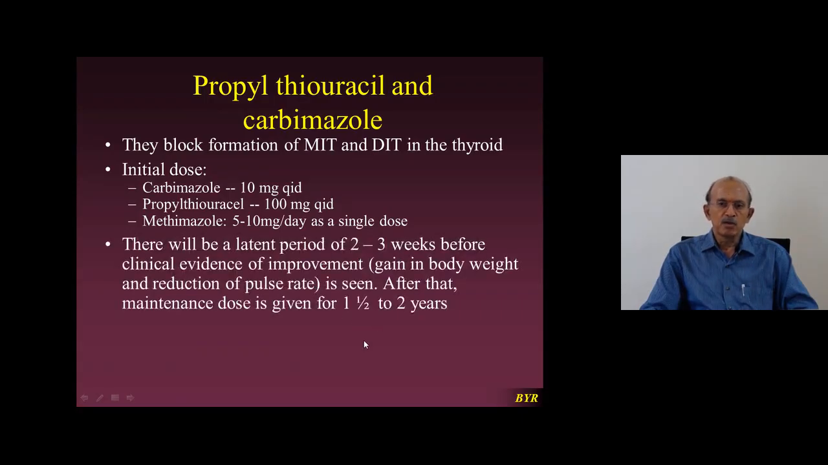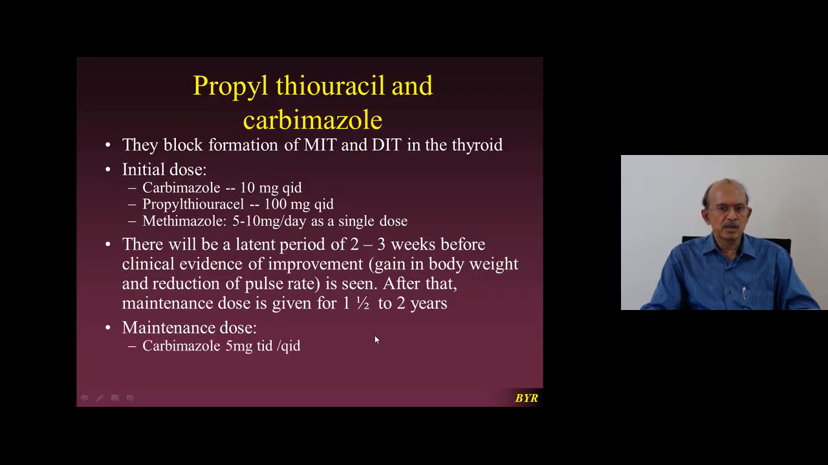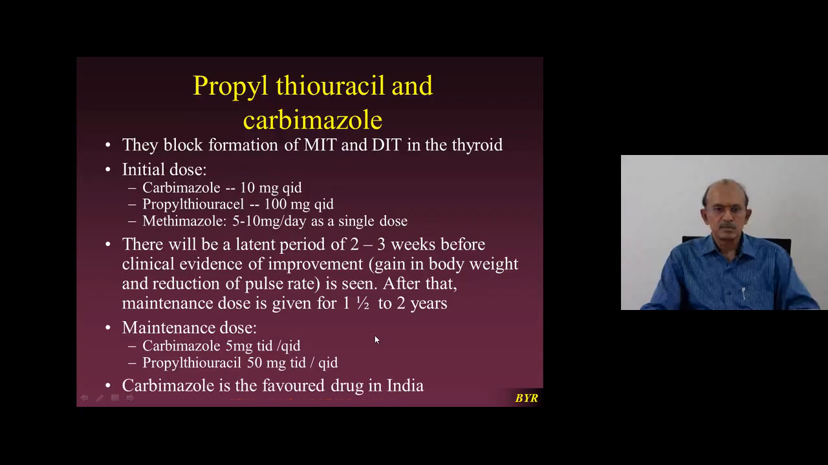There will be a latent period of 2 to 3 weeks before clinical evidence of improvement. What is the clinical evidence of improvement? Gain in the body weight and reduction in the pulse rate. So these are the two parameters which you must record on every visit of the patient. So it takes about 2 to 3 weeks to achieve the initial improvement. After that, a maintenance dose for 1.5 to 2 years is given. The maintenance dose is a fraction of the initial dose. Carbimazole is the favored drug in our country.